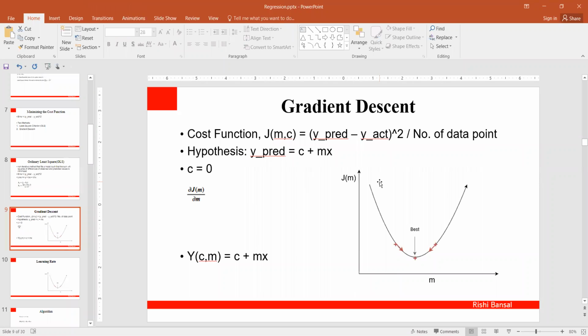Okay, so gradient descent. What is gradient descent? Here also, as I said, your cost function will be the same. Every time, y pred minus y actual, squaring the whole thing and then dividing by the number of data points. You may choose not to divide by the number of data points also, that doesn't matter much. And here is your line equation, y equal to c plus mx. Now to understand gradient descent, we'll do one thing.